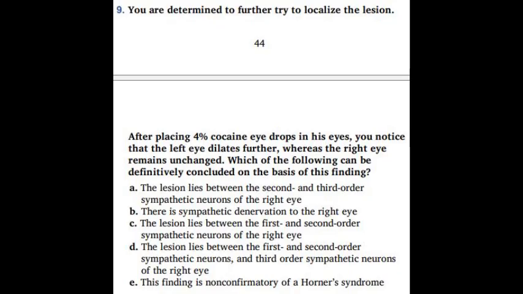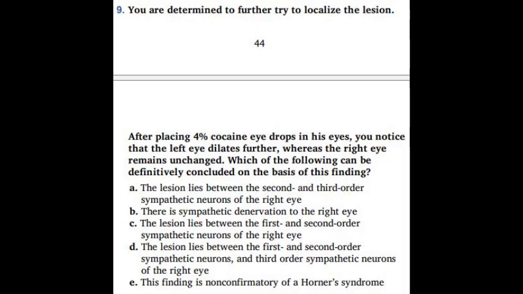So going back to our question, after placing 4% cocaine eye drops in his eyes, you notice that the left eye further dilates, whereas the right eye, which is the Horner's eye, remains unchanged. So that means that this is actually Horner syndrome. So which of the following can be definitely concluded on the basis of this finding?